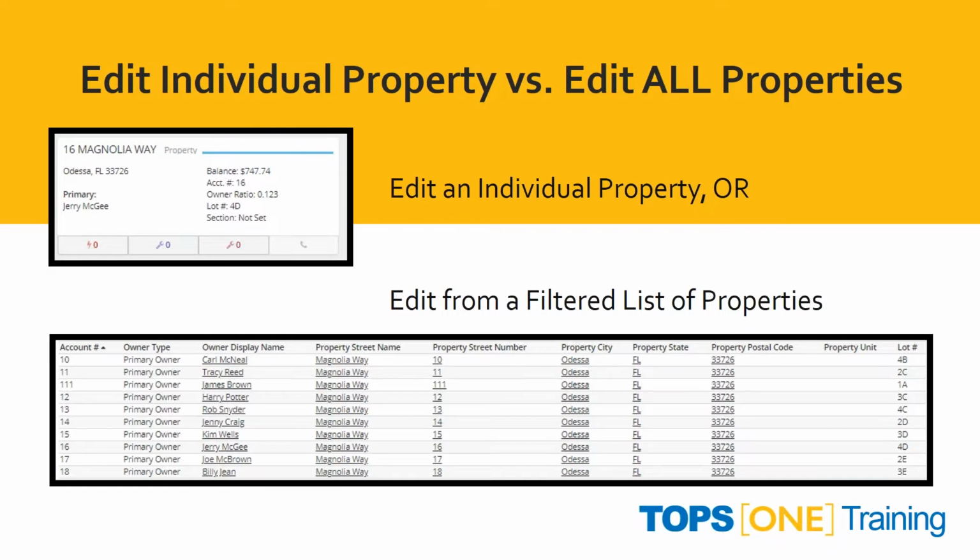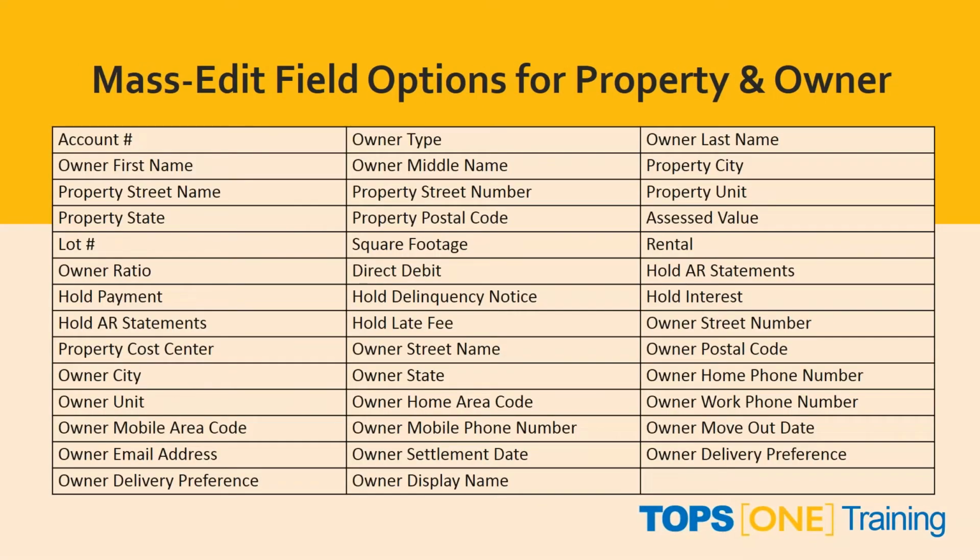Now, the list of fields that you can edit include the ones that you see on the screen here. Basically, on a Mass Edit, you can change account numbers for all your homeowners, owner first name, property street address, property state, etc. What I don't have listed here is custom fields. So this also allows you to edit any custom fields that you've added to your property or owner records.